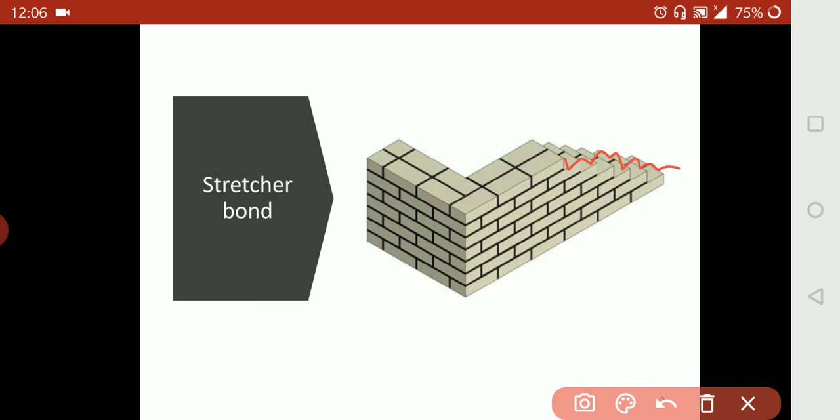So what is stretcher bond? In this type of bond, all the bricks are laid with their length in the direction of the wall. You can see here the length in the direction of the wall. This pattern is used only for walls having the thickness of half a brick, that is 9 centimeters, for example walls in frame structure construction. Only half brick, that is the 9 centimeter brick, is used in stretcher bond.